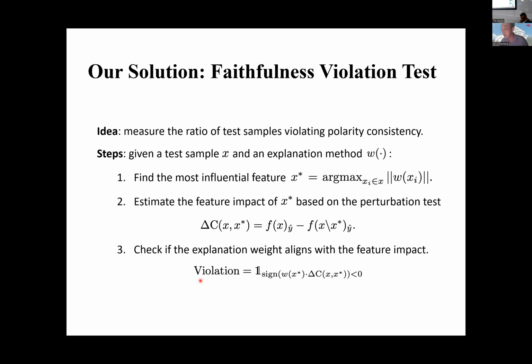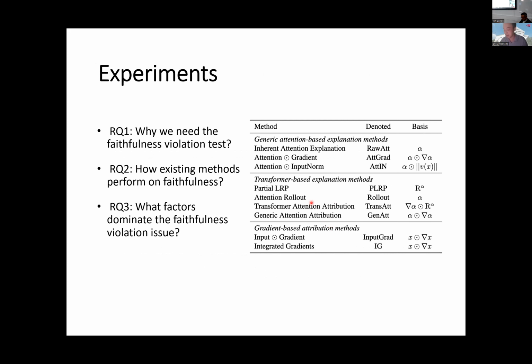So here is the algorithm. We want to analyze whether the most influential feature can be found by using one explanation method, but then we further remove this feature, and then we check the final prediction, the confidence of the final prediction. The violation is found if this term is satisfied. In other words, removing the most influential features leads to an increase of the prediction scores. So the idea is quite simple.